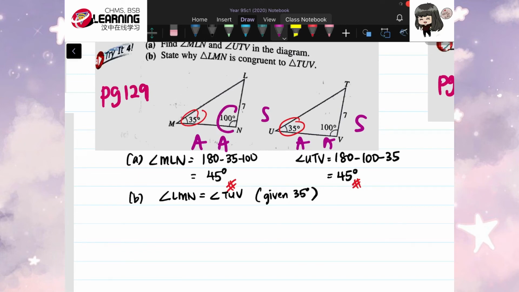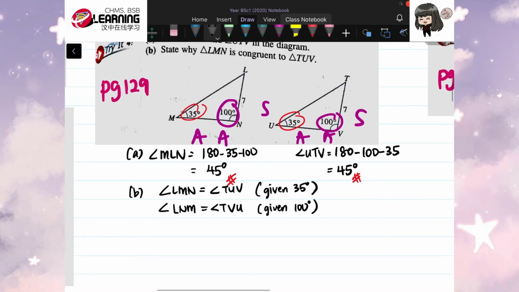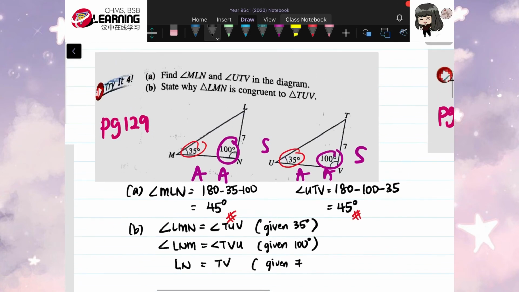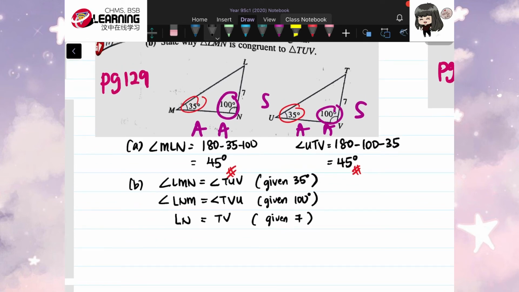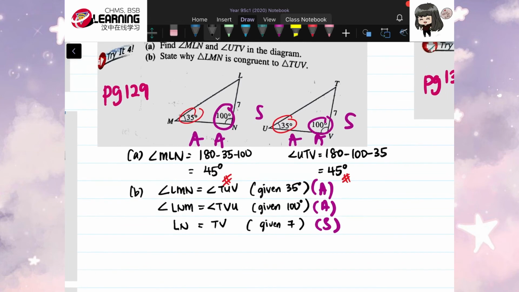Okay, so the next one is the angle of 100 and 100, they are the same. So angle LNM equals angle TVU, and it's given 100 degrees. Given means it's mentioned there, right? If you write down MNL and UVT, it's the same, but the order for both must be the same. The third one is side. The side of LN equals the side of TV, and it's given 7. They did not say centimeter or unit, just given 7. So this is angle, angle, side. So we have AAS, which is why triangle LMN is congruent to triangle TUV.